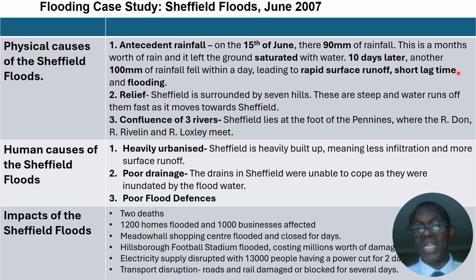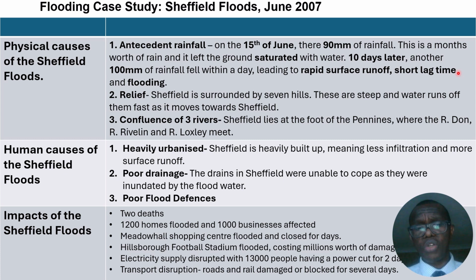And that new rainfall could not infiltrate the ground due to the ground being saturated, and therefore you had very rapid surface runoff, which led obviously to a short lag time and was one of the causes of the flooding.